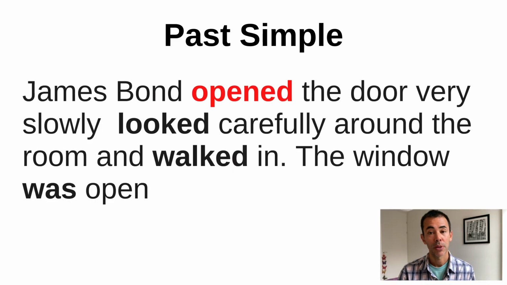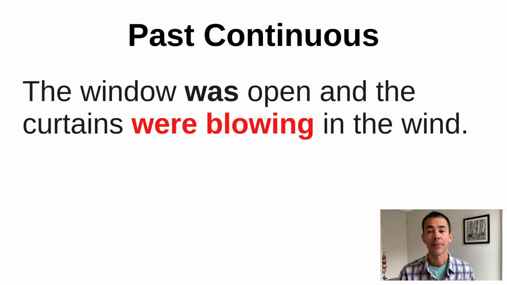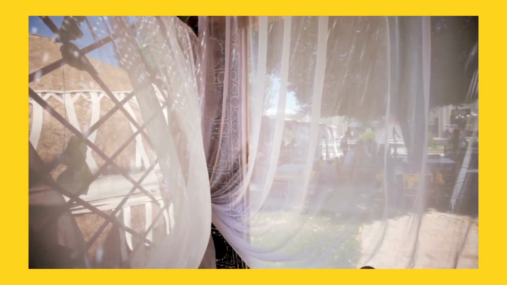So, in the past simple we had the verbs opened, looked, walked, and was. The first three verbs, opened, looked, and walked, are a sequence. They are written in the order that the actions took place. So one finishes and the next begins. Were blowing: this is in the past continuous. This shows an action in progress in the past. The curtains started blowing before Bond walked into the room and continued to blow while he was there.